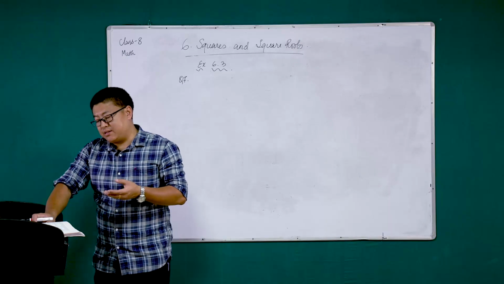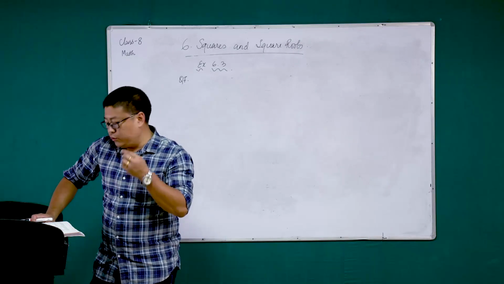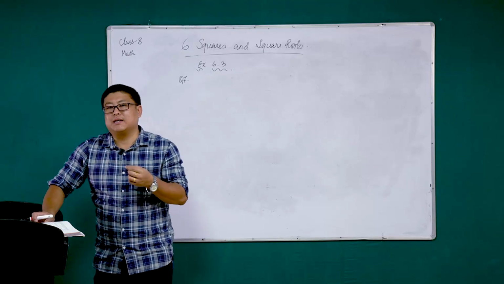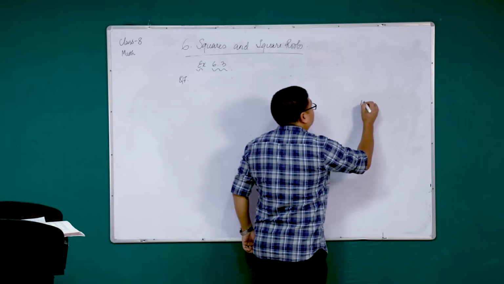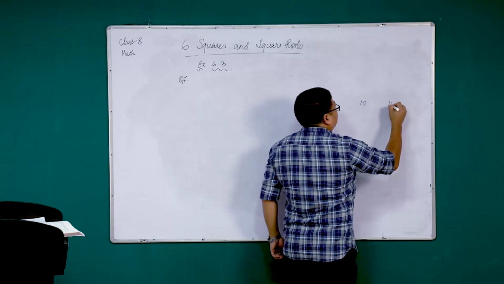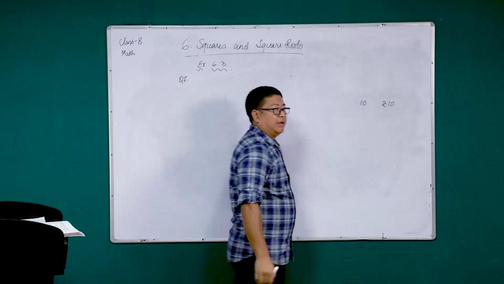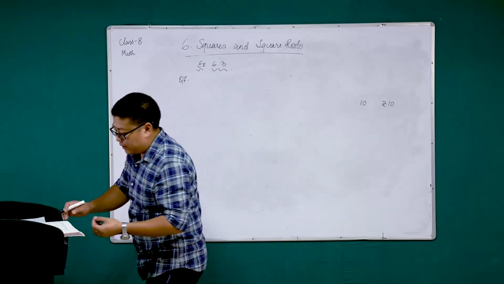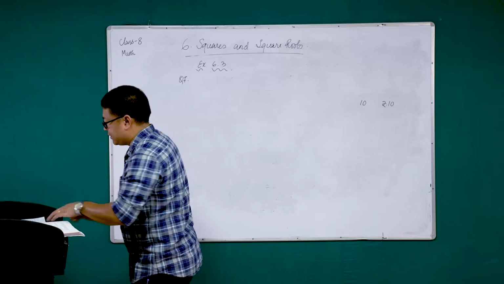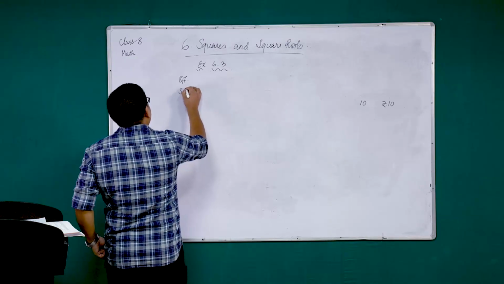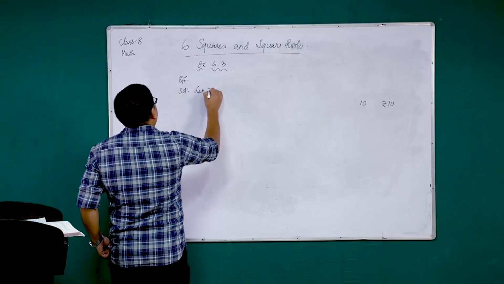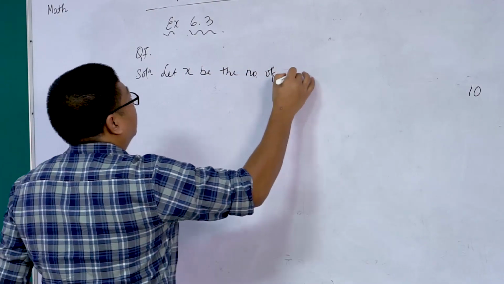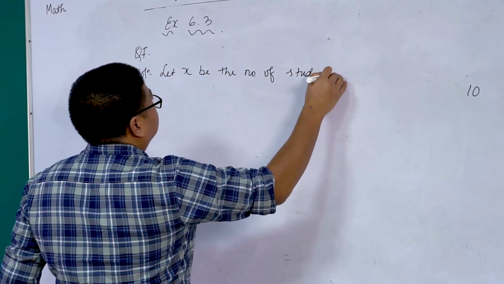So here the question says, each student donated as many rupees as the number of students in the class. That means if there are 10 students, all 10 of them donated 10 rupees each. If there are 11, 11 rupees each. All right. So we have to find out the number of students in the class. So let's take, let X be the number of students.